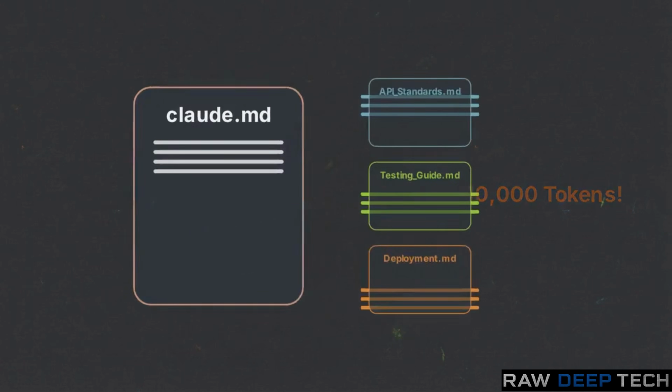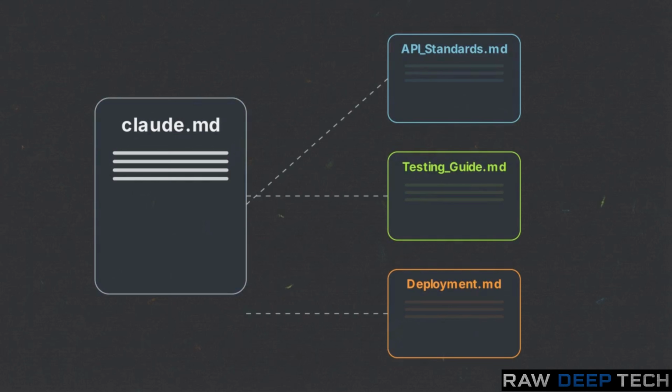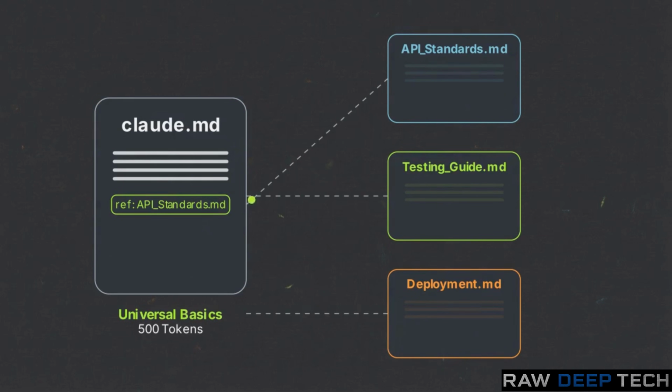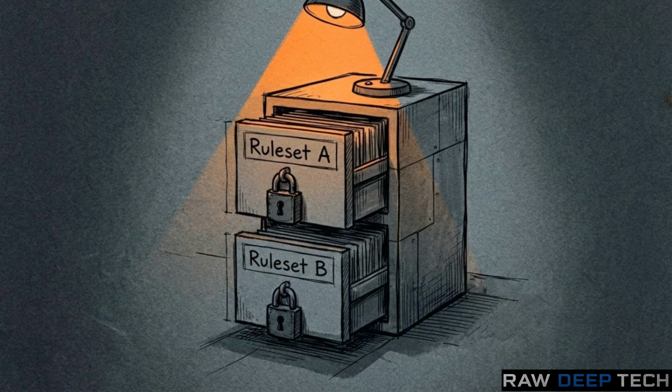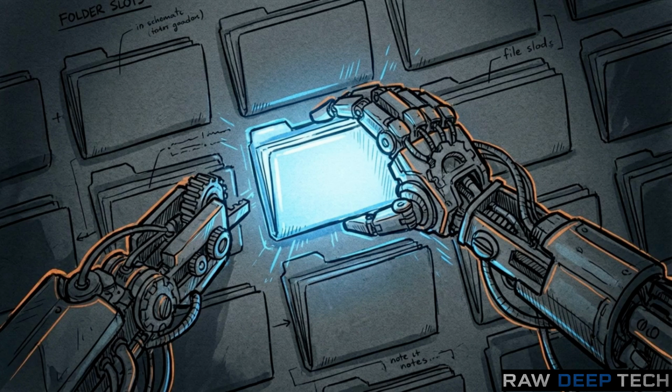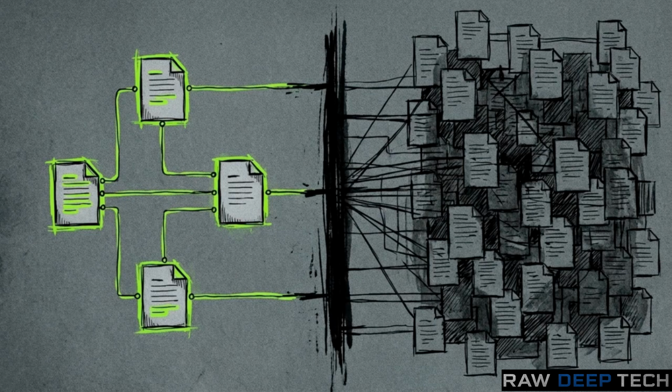Look at how this monolithic file breaks apart. You strip your root file down to the universal basics and use one-line pointers to reference other documents. API standards and testing patterns belong in isolated reference files, not the root instruction set. Claude will now only read those heavy reference docs exactly when the task requires them. Optimization requires building strict informational boundaries, starving the AI of context until the exact moment it's needed.